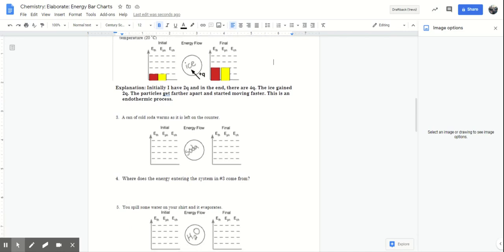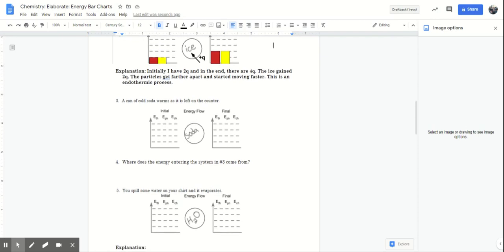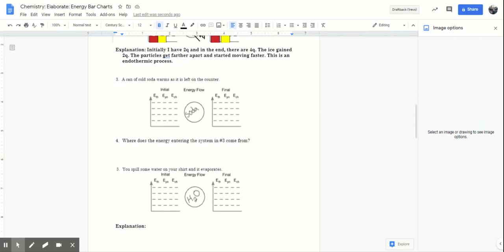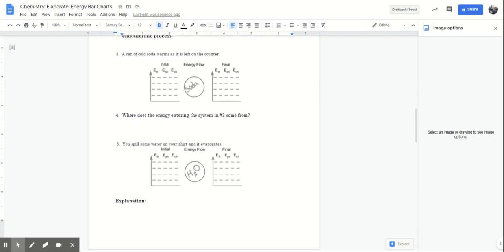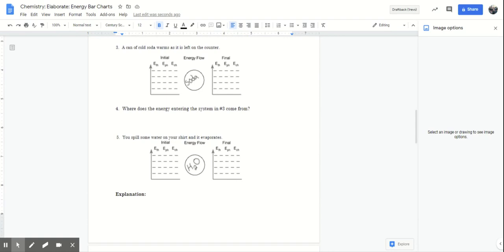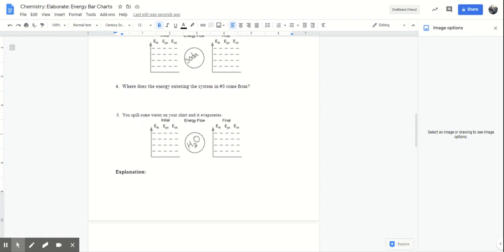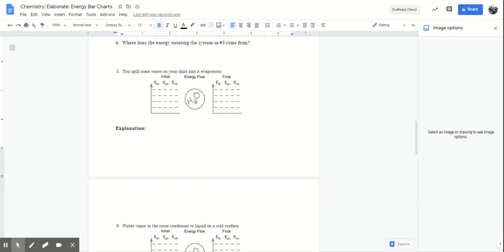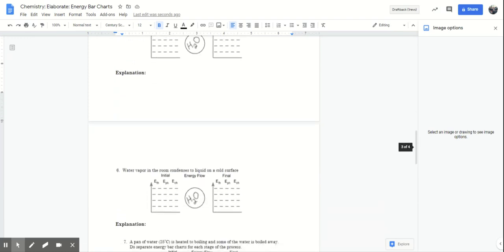Now I want to scroll through this document so that you can see what the document looks like originally, just because if things kind of move around, you can see where you can shift things so that the graphs are aligned. So the next one is going to be a can of soda. Cold soda warms as it's left on the counter. And then you have a question, where does that energy entering the system come from? You spill water on your shirt and it evaporates. That's going to be your next one.